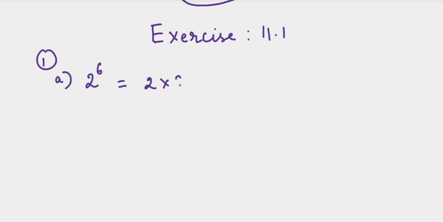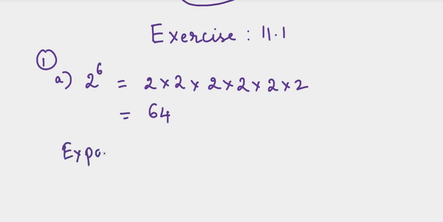So 2 multiplied by 2 multiplied by 2 multiplied by 2 multiplied by 2 multiplied by 2. You have to multiply: 2 twos are 4, 4 twos are 8, 8 twos are 16, 16 twos are 32, 32 twos are 64. So 2 to the power of 6 is equal to 64. 2 to the power of 6 is the exponential form of 64, and 64 is the value of 2 to the power of 6. How to write?